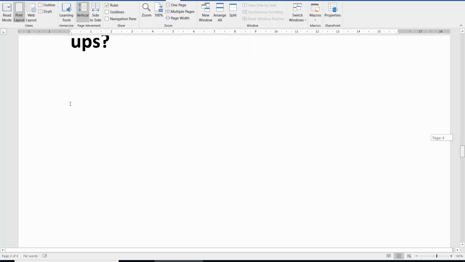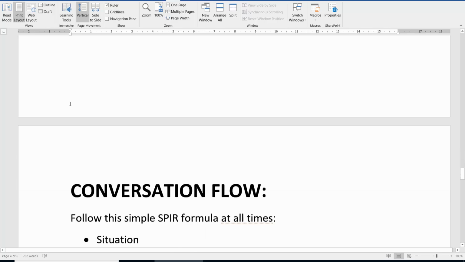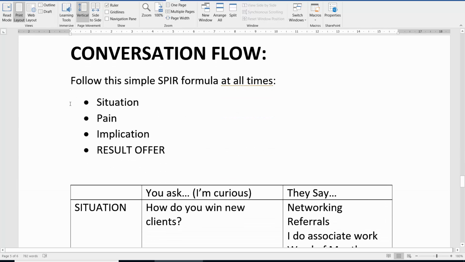You will never really be sending more than 2 to 3 lines of message. You don't need those long conversation flows. Follow the SPIR formula at all times, and this is how the conversation flow goes. Start off with a situation. So you've asked that situation in the first email post contact. You may have to ask a second one.